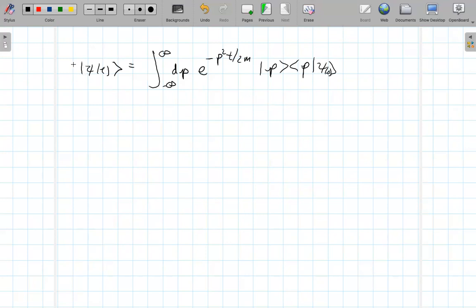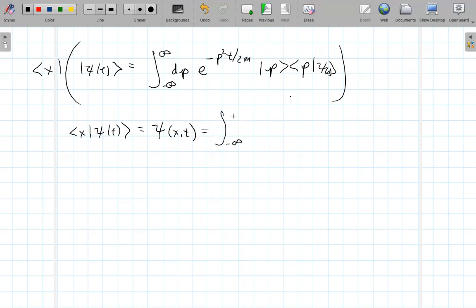Now, since we want to know what happens in position space, how does this evolve in position space? I'm going to take all of this and project it into position space by acting on it with the bra version of my position. So finally, I'm going to get x psi of t, which is simply equal to the wave function at some position at some time t, which is then going to be equal to the integral from minus infinity to infinity dp.